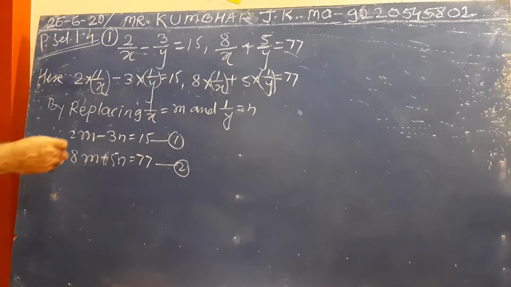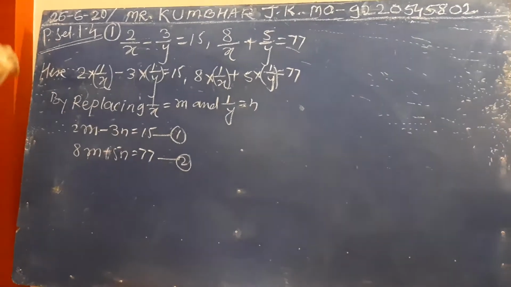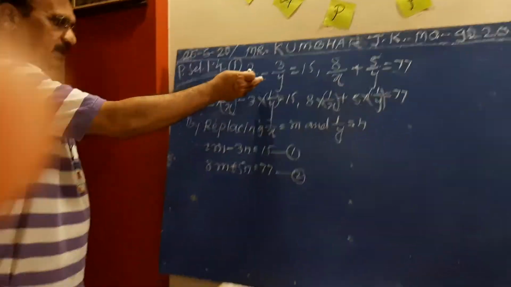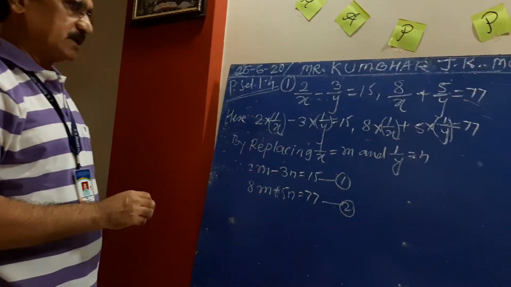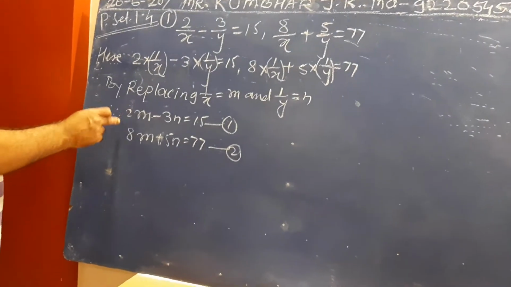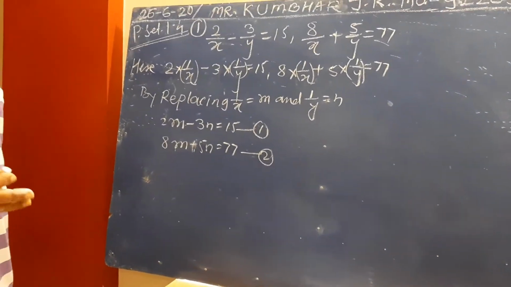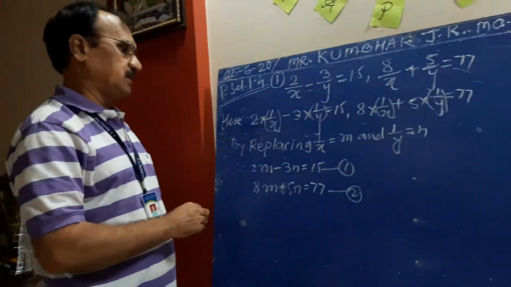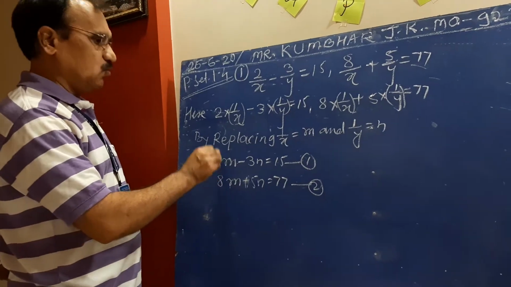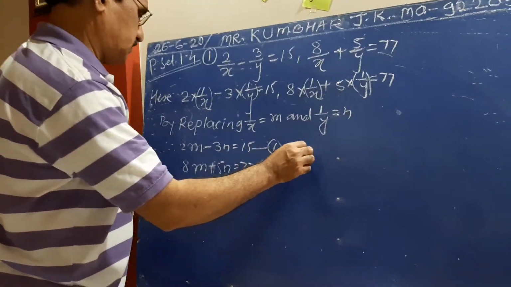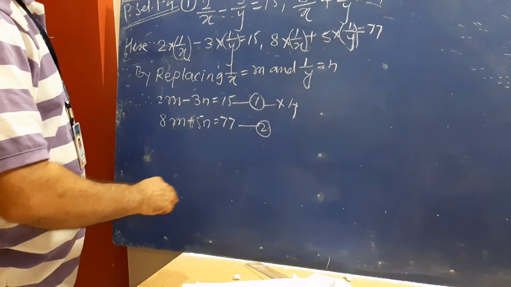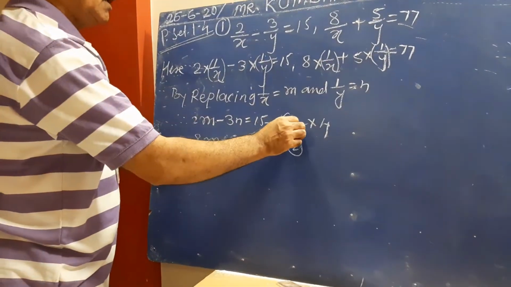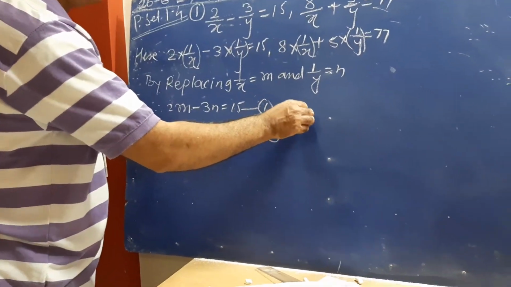Now see the coefficient of m and the coefficient of n. Now we have converted these two equations into linear equations in two variables. Now we can solve by the previous methods: equating coefficients, Cramer's rule, or the graphical method. We can use any one method. Here 8 and here 2, so if we multiply equation 1 by 4, 4 into 2 is 8, and here is 8m also, so multiply equation 1 by 4.